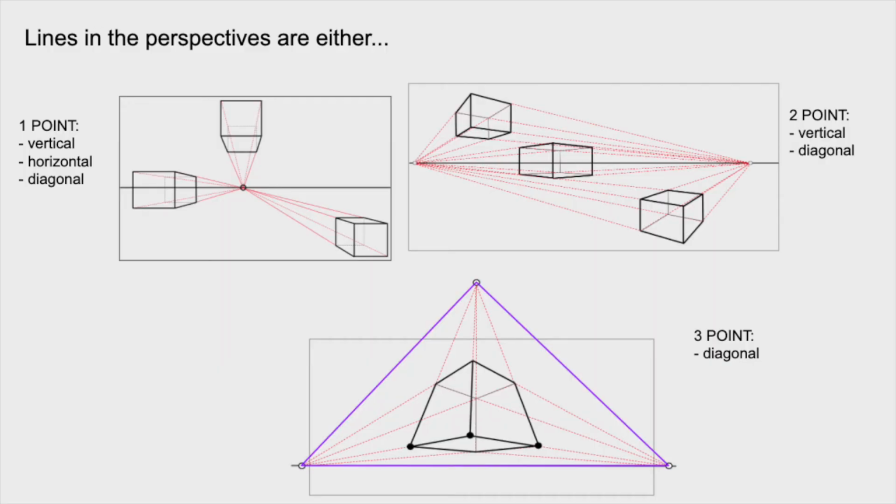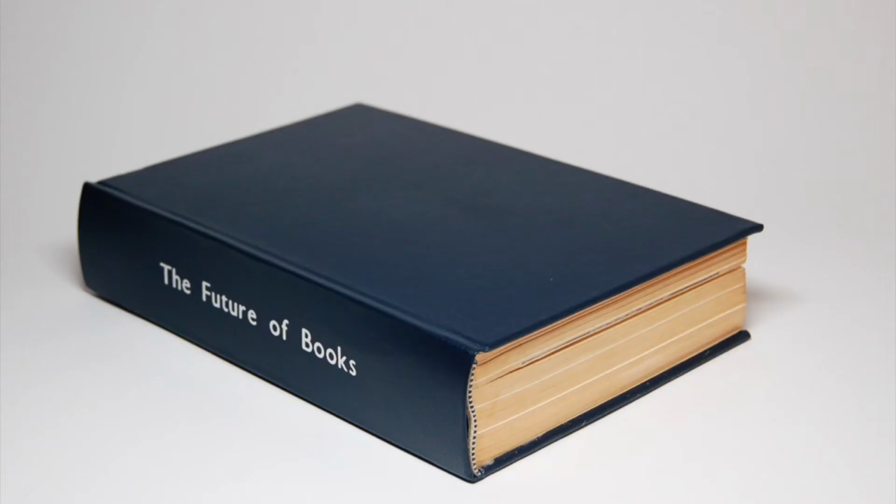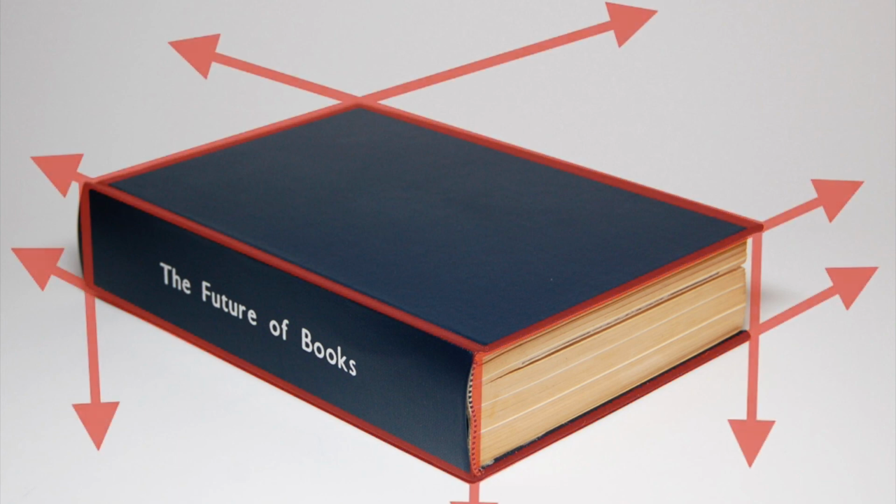So check this out. In 1-point perspective, vertical, horizontal, and diagonal lines are all present. In 2-point perspective, no horizontal lines are present, only vertical and diagonal. And in 3-point perspective, all lines are diagonal. There are no vertical or horizontal lines present. So the next time you're drawing a still life, ask yourself, what kinds of converging lines can you see in the objects you're drawing?